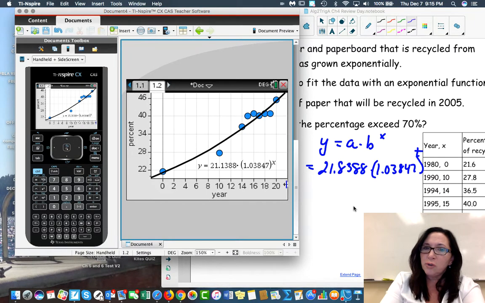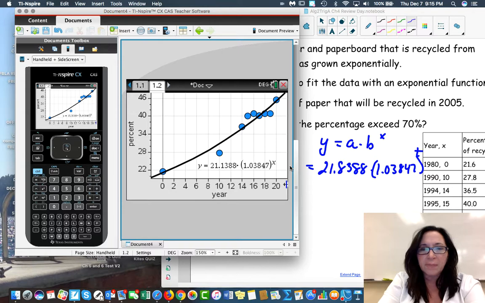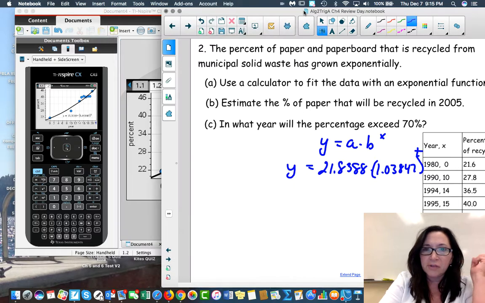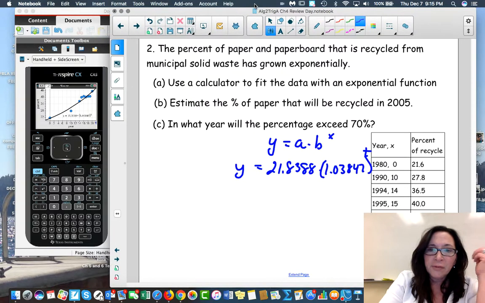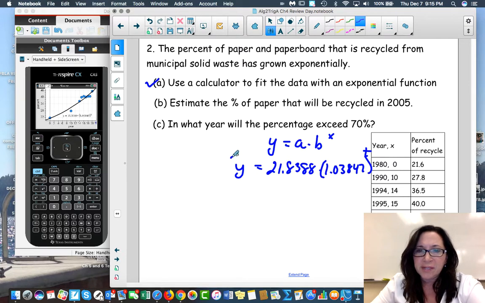So this is how you come up with the equation. I gave you two options, okay? And if you notice, that's actually posted online with all pictures, and you can look at that if you need more step-by-step instruction. So now that we have our equation, that's the first step: use the calculator to fit the data. So we just did that. This is our equation right here.